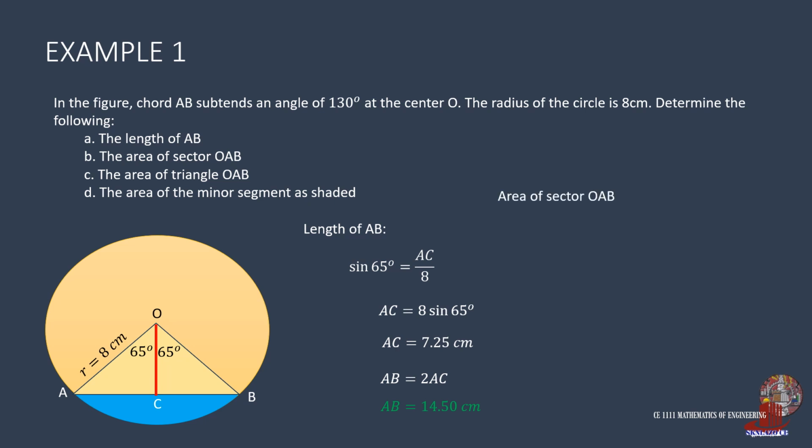Next is to determine the area of sector OAB. With sector, we use ratio and proportion. The area of sector OAB is to 130 degrees as pi times 8 squared all over 360 degrees. The area of sector OAB is then simplified as 208 over 9 pi, or 72.61 square centimeters.